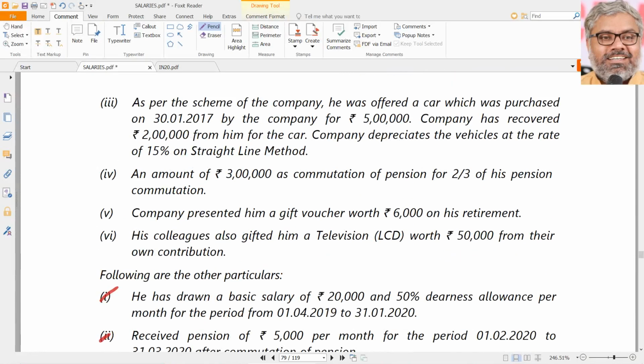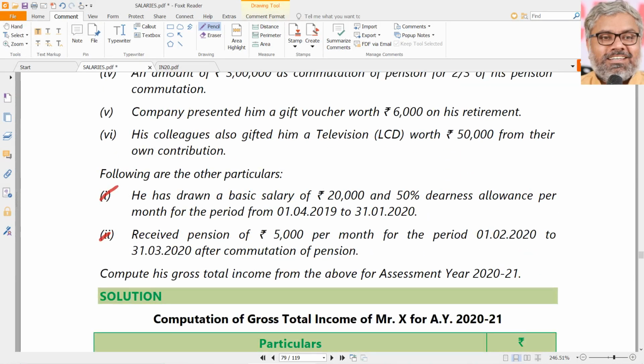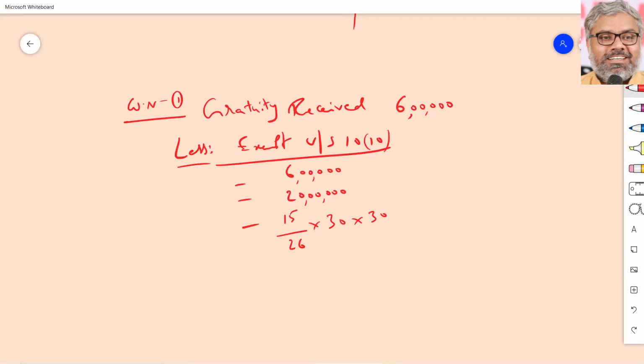What is salary here? First of all, basic plus any DA. Basic and DA was given, we don't know whether DA forms part of salary or not. Still it doesn't matter. Why? Because any DA will be anyway included here. So how much is the last drawn salary? 20,000 plus 50% of that means 10,000. Total is 30,000. Which means 15 by 26 into 30 into 30,000, which comes to 5 lakhs 19,231, let us say.